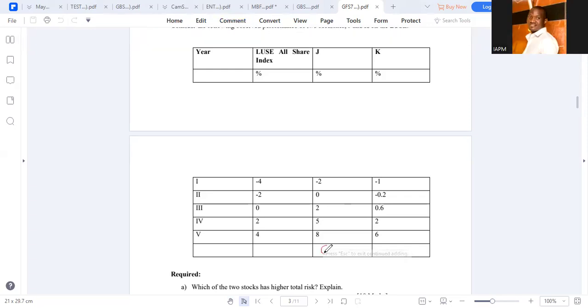13 divided by 5, which is 6.5? Not 6.5. 2 point what? About 2.6, I think. 13 divided by 5, which is 2.6, yes.